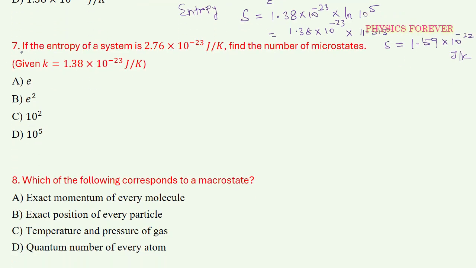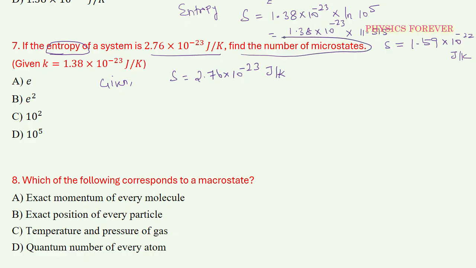So question number 7: if the entropy of a system is given, S equals the value will be given. The entropy value is 2.76 into 10 power minus 23 joule per Kelvin. Here, find the number of microstates. The Boltzmann constant is given, K is equal to 1.38 into 10 power minus 23 joule per Kelvin.